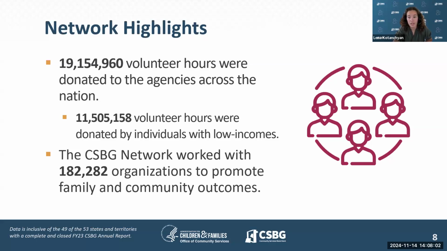I want to pause for a second to make sure that that information sinks in with the network. This is the time to celebrate how lucky this network is to have all these incredible people who volunteer every day to make sure that every individual and family have what they need to achieve self-sufficiency. Additionally, the CSBG network worked with more than 180,000 organizations to promote family and community outcomes. If any, this is just another example that shows how rich this network is and how successful it is in helping individuals and families across the nation.